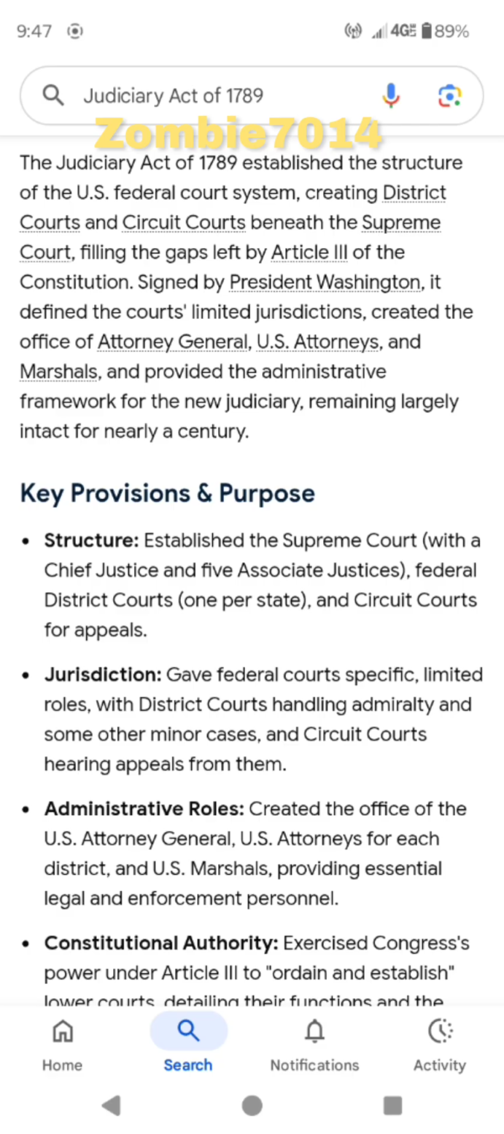This video and what I'm showing you here on the screen will enlighten you on a few things, hopefully. This is the Judiciary Act of 1789. It was established of the United States federal court systems, creating district courts, circuit courts, and beneath the Supreme Court. Remember, it said that beneath the Supreme Court. And it was established by George Washington, the first president.